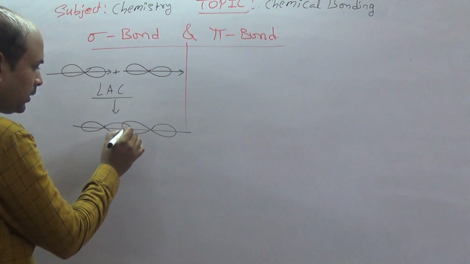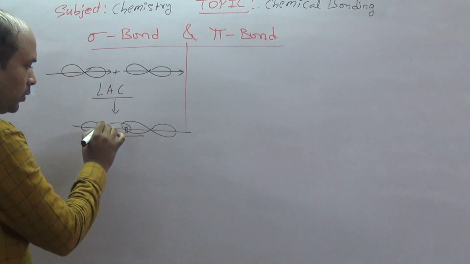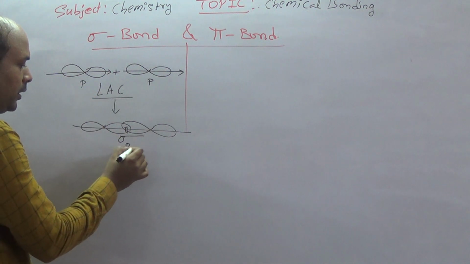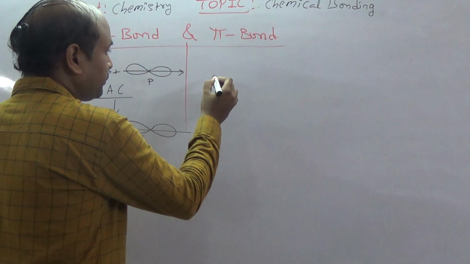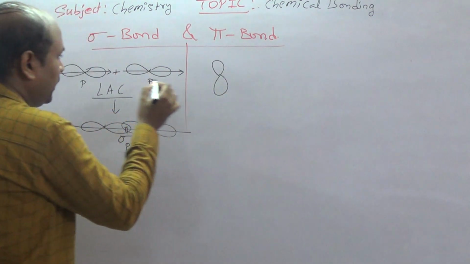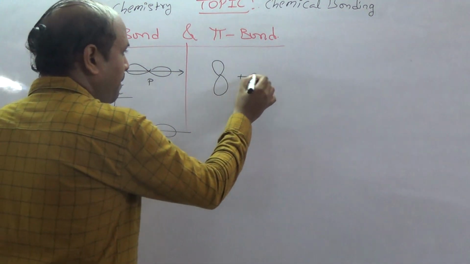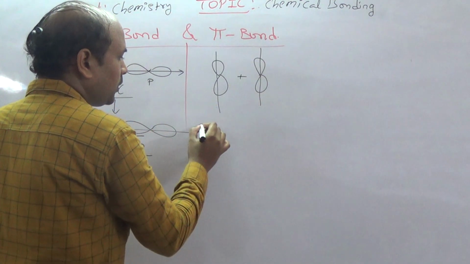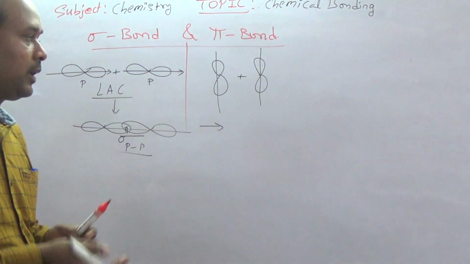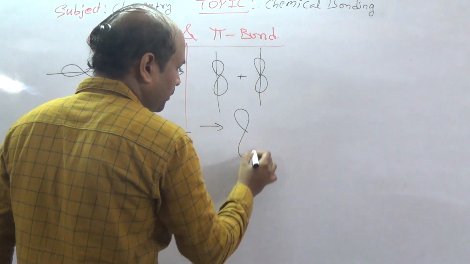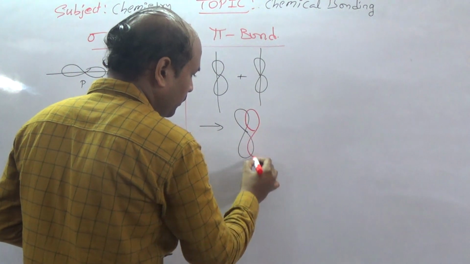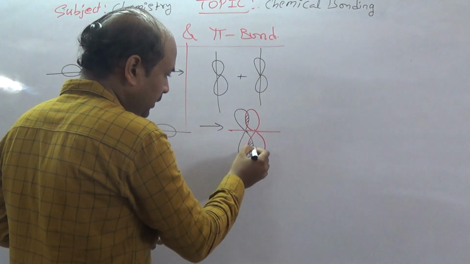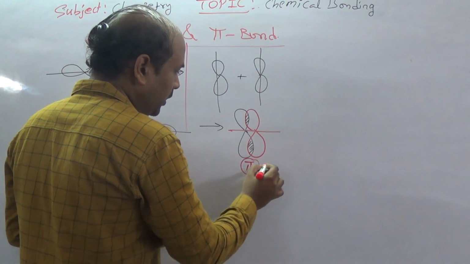now this one is called sigma. This overlapping is represented by sigma overlapping, and suppose these are p orbitals, then it is sigma p p. Similarly, suppose this one, end to end also. Suppose pi orbitals. These p orbitals undergo sidewise, that is lateral overlapping. It forms a pi bond. This overlapped place forms a pi bond. Okay.